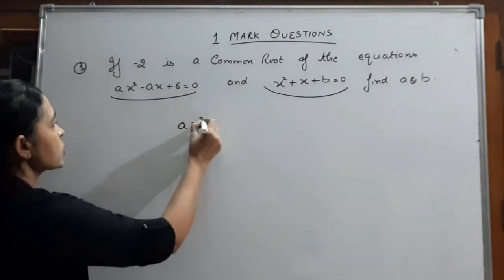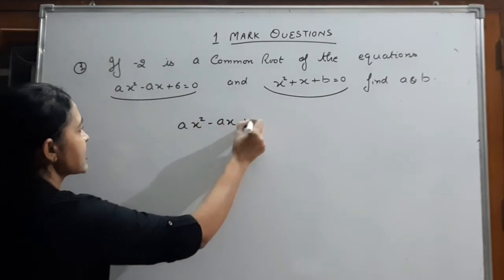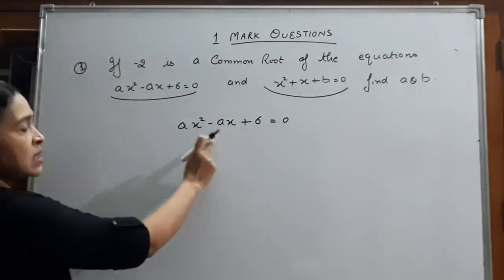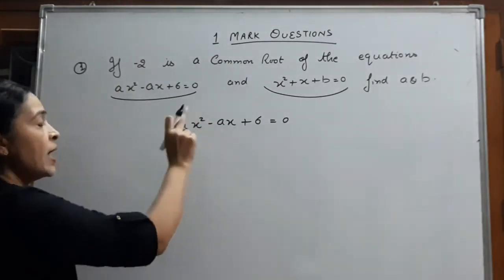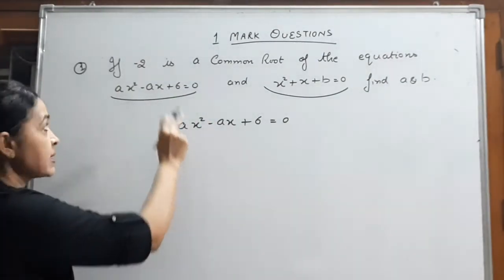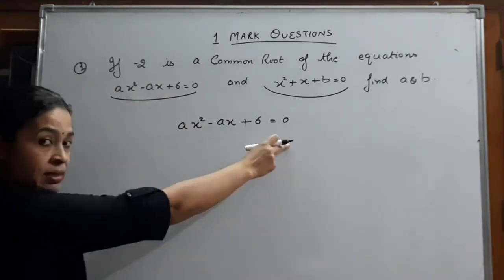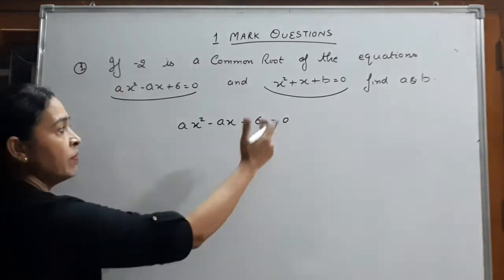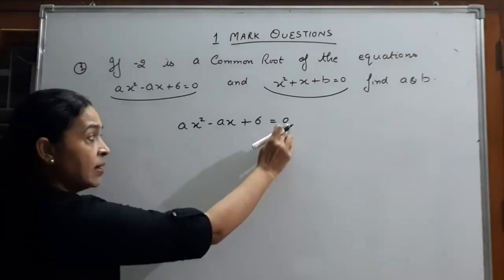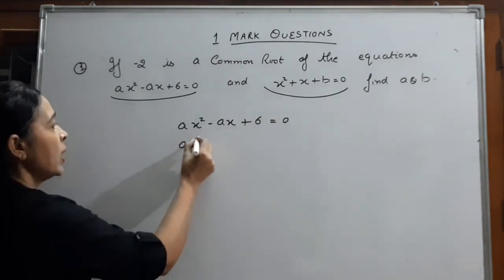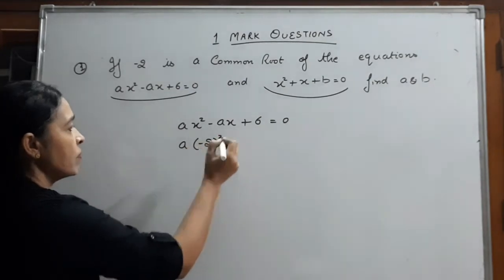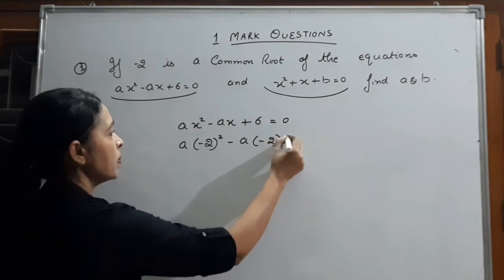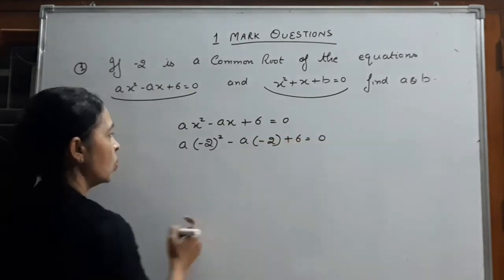First equation is ax square minus ax plus 6 equals to 0. Minus 2 is a root of this equation. It means if we put the value of x as minus 2, the answer will be 0 or the equation will be satisfied and we will get the right hand side answer which is 0. Now in place of x we will put minus 2: a into minus 2 square minus a into minus 2 plus 6 equals to 0.